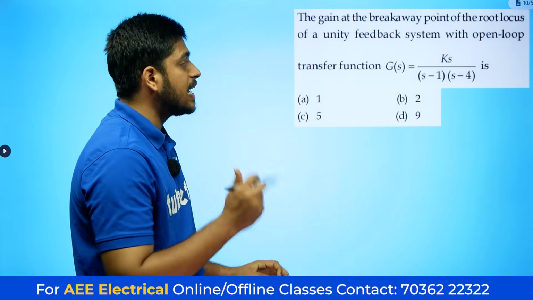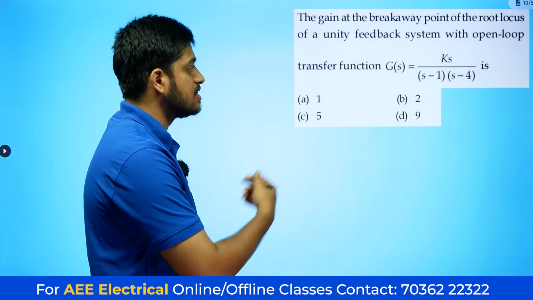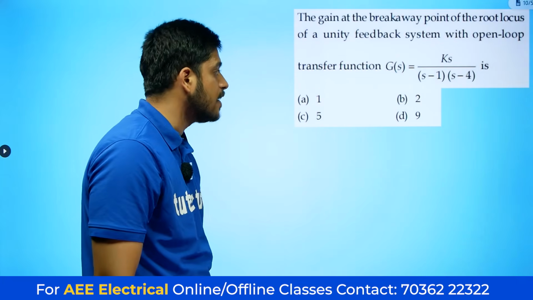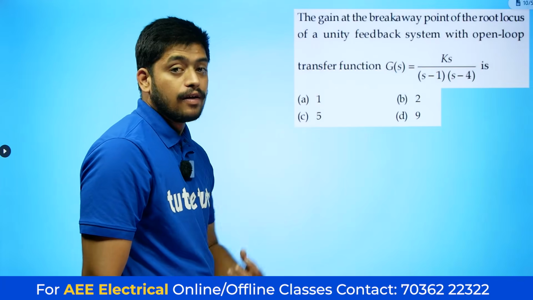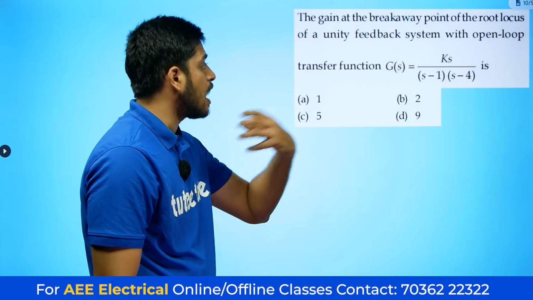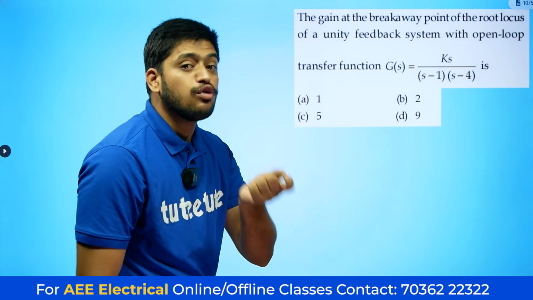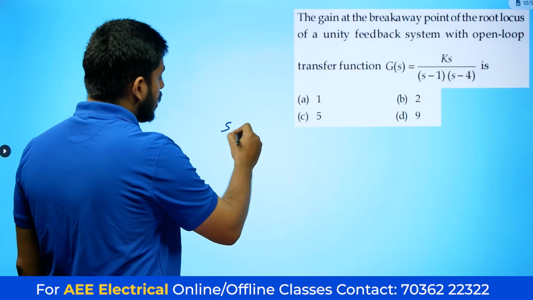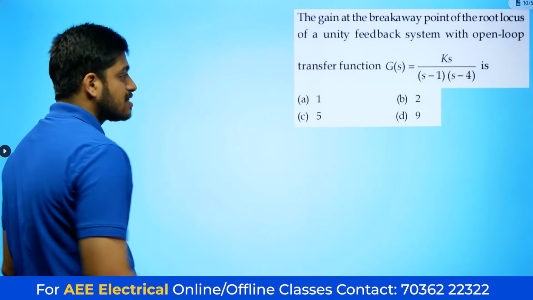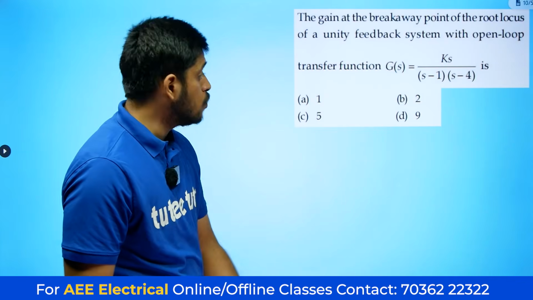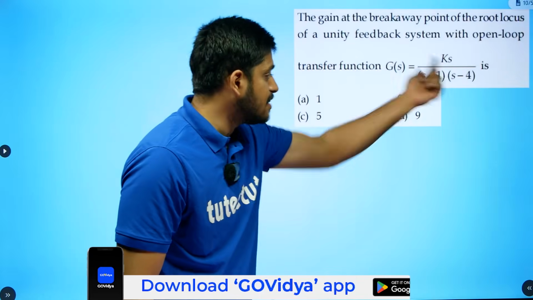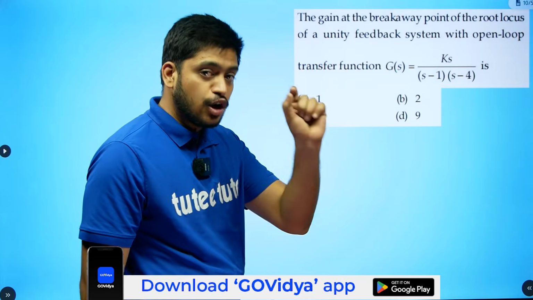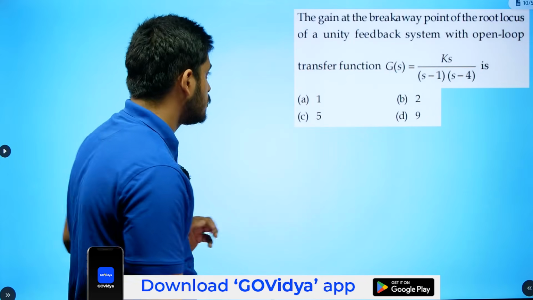The gain at the breakaway point of the root locus of a unity feedback system with open loop transfer function K by s, with some transfer function given. We need to find the breakpoint, yes. But what is the final outcome we need? The gain value of K at that particular breakpoint. We will find the breakpoint by differentiating, and we get the s value. Then we need to put that s value into this equation for K and find the value of K. That is the required solution for our problem.